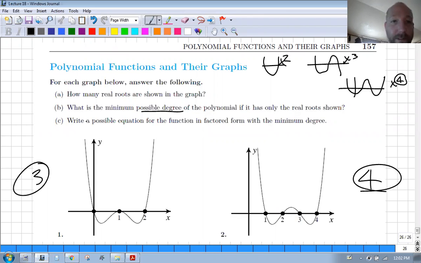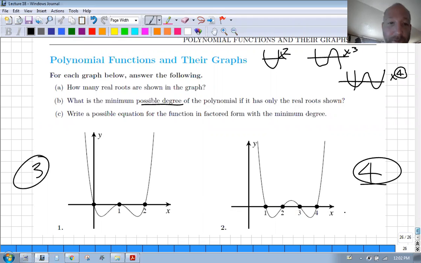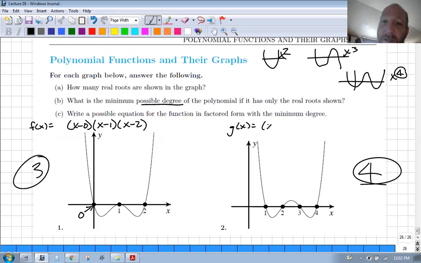All right, so for C here, write a possible equation for the function in factored form with minimum degree. So we got roots at 0, 1, and 2. This one would be x minus 0 times an x minus 1 times an x minus 2. That's a possible equation. This one over here, since we have them at 1, 2, 3, and 4, this would be an x minus 1 times an x minus 2 times an x minus 3 times an x minus 4. It's a possible solution, or a possible equation, I should say.